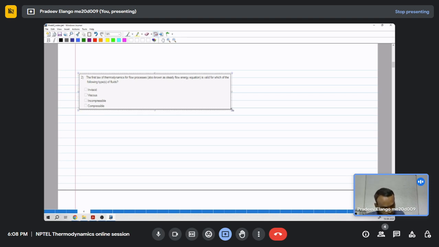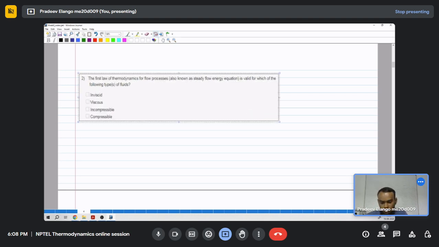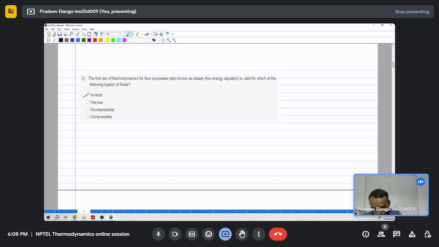The next question: the first law of thermodynamics for flow processes, also known as steady flow energy equation, is valid for which of the following types of fluid? So this is valid for all types of fluid. So it is valid for inviscid, viscous, compressible and incompressible fluids.